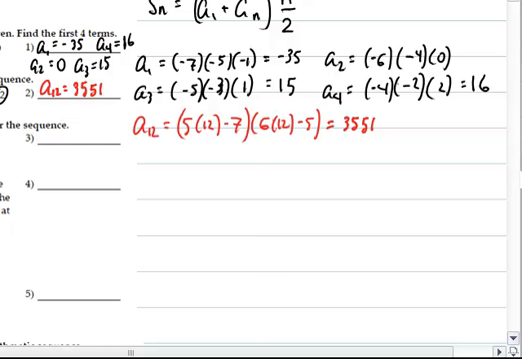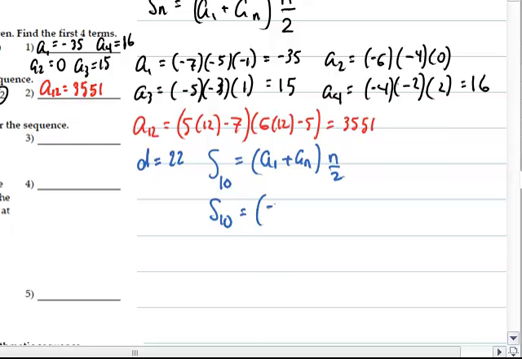For number 3, we need to find the partial sum. So you first need to figure out what type of sequence it is, and it happens to be arithmetic because the d value is equal to 22. The sum equation for the first 10 terms needs the 10th term, so we know the first one is -21, but we don't know the 10th, so we need to figure that out, and then we'll multiply that by 10 over 2.